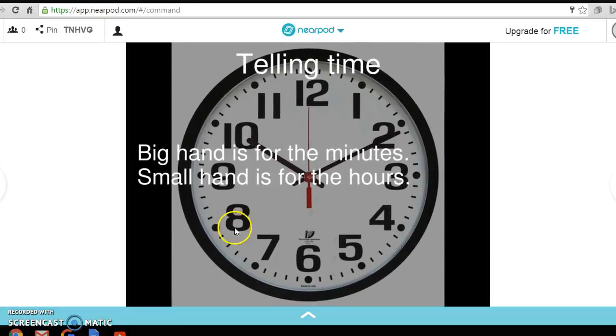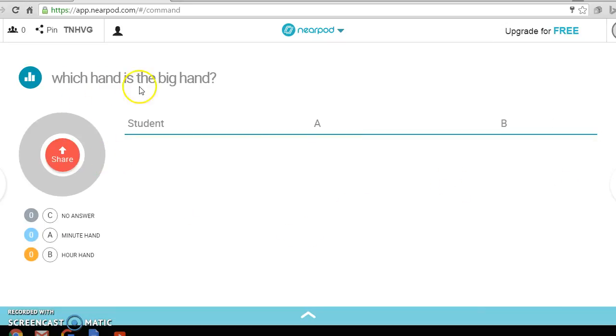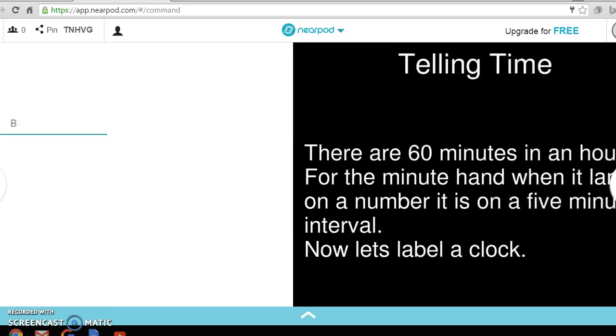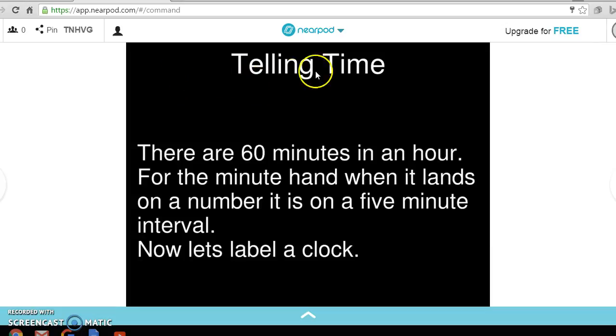So first, you will look at the first slide, and it will tell you about telling time using a big hand and a small hand. You will then answer this poll. You will then view the slide telling time.